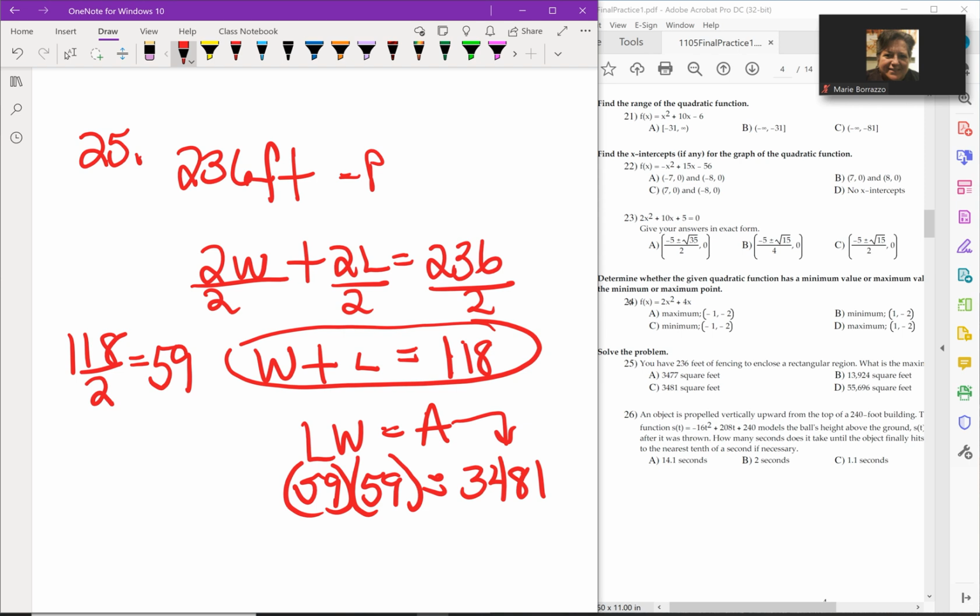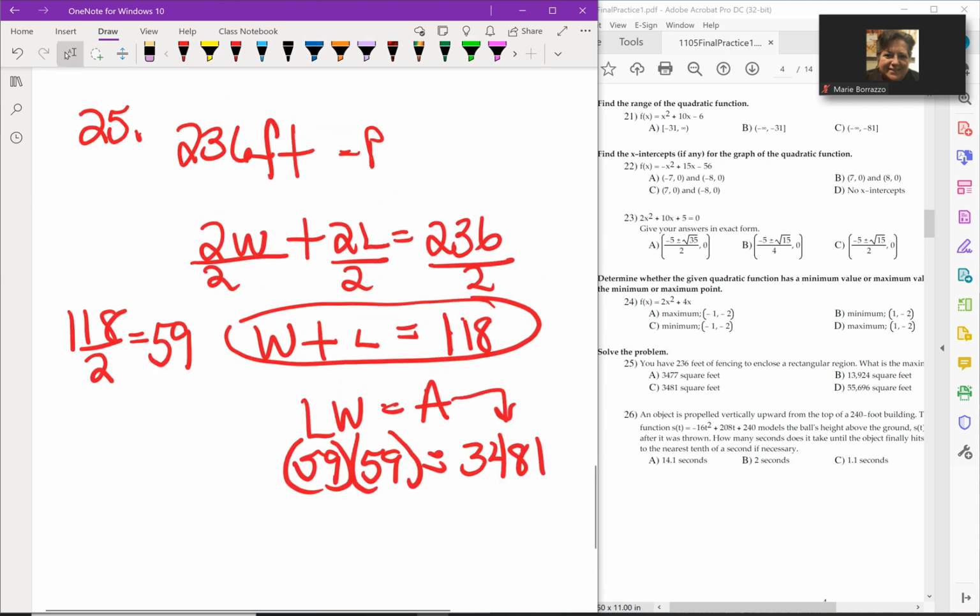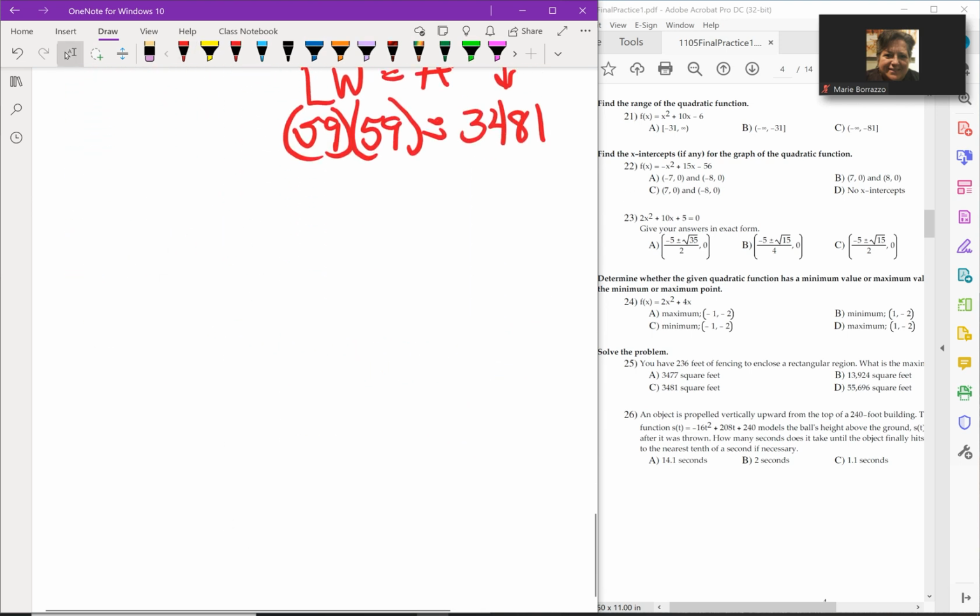So this question was a little different. You guys are used to them giving you something else in terms of at least another measure. In this case it is straight up equivalent for the width and the length. So that's 25.